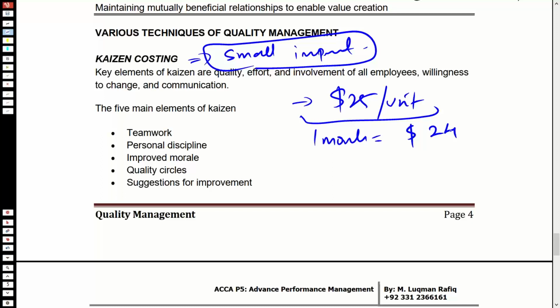Now, if you are able to reduce it to $24, try to understand this. The employees would think that, okay, it was already $25 and we have to reduce it to $24. So that is something which is doable within one month. We would apply our expertise, our knowledge, our experience, and we would try to reduce this to $24.